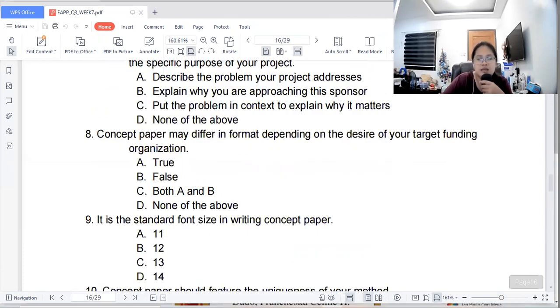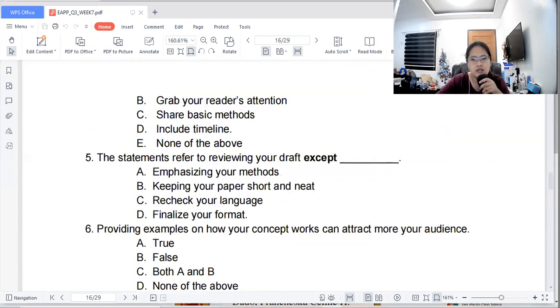So, I'll be discussing the next module. And I'll be uploading it very, very soon. Okay? So, if you don't have any question, I hope you understood how to make a concept paper. But then again, other organizations may have a different format. Okay? But for this module, this is how we do it. So with that, if you don't have questions, let's end it here.